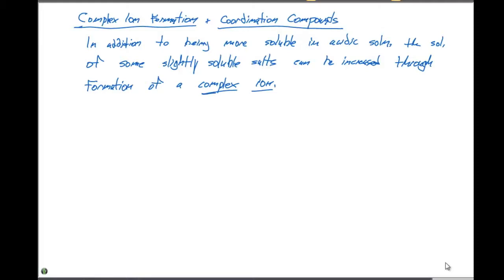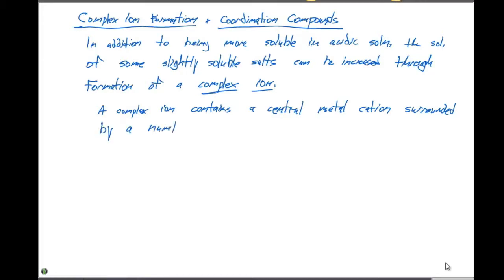Typically, after I say this statement, students have a couple of questions. Number one is, what the heck is this complex ion? So a complex ion contains a central metal cation surrounded by a number of ligands.